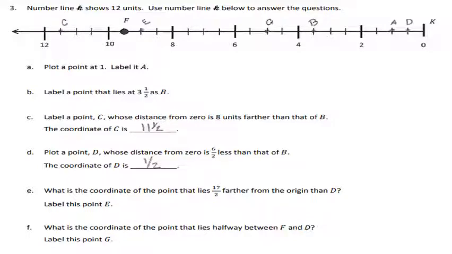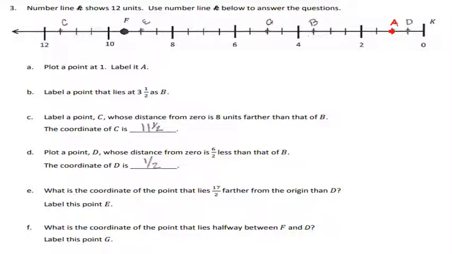All right. A: plot a point at 1. Label it A. So if we're coming down to here, and you can see this is 0 and 2, right in the center will be 1, and they've already plotted A for us right there.